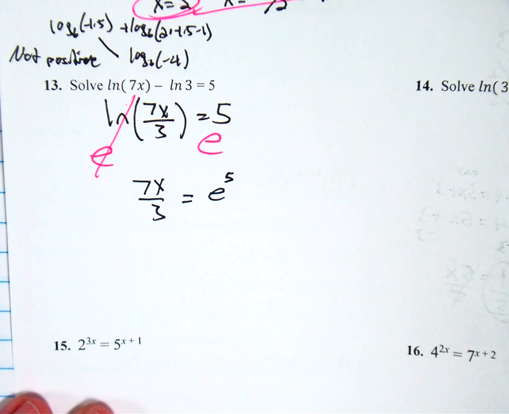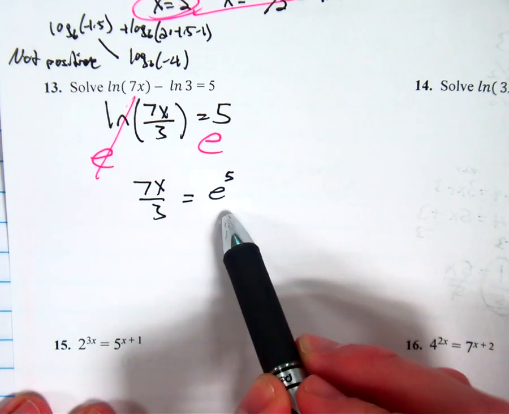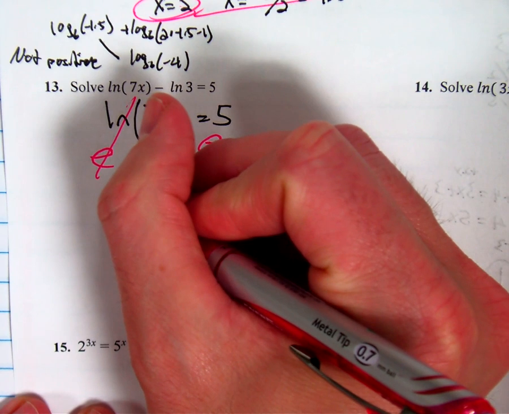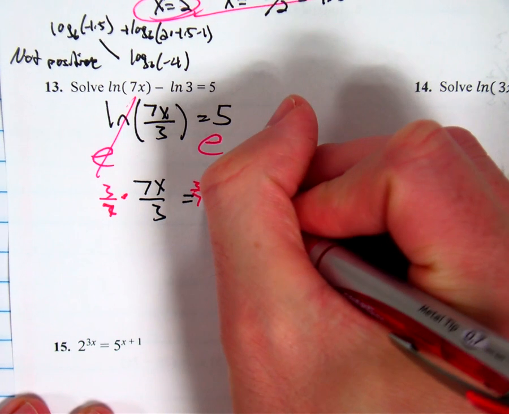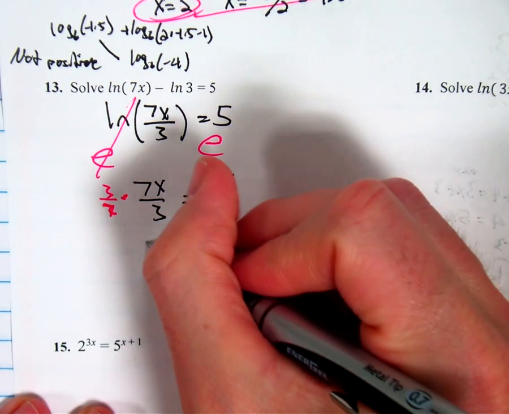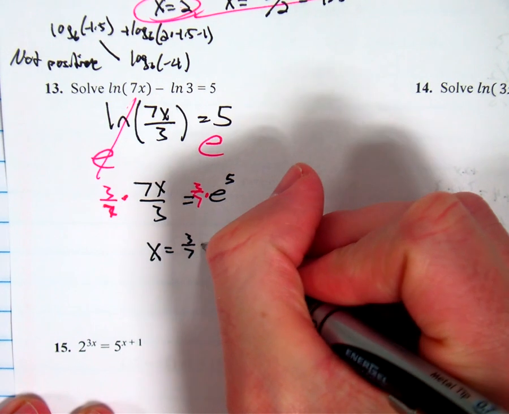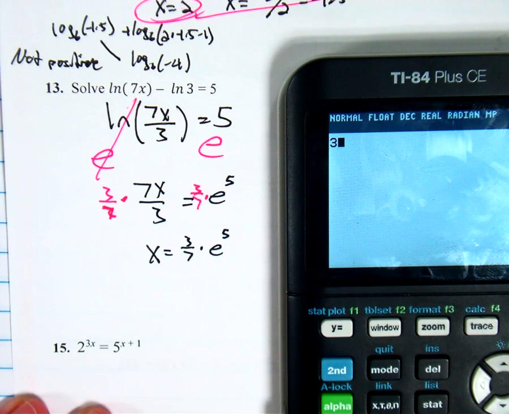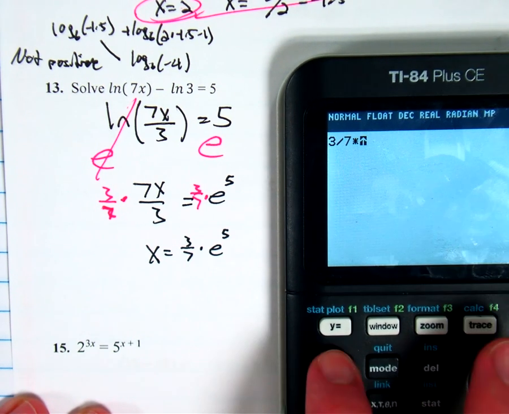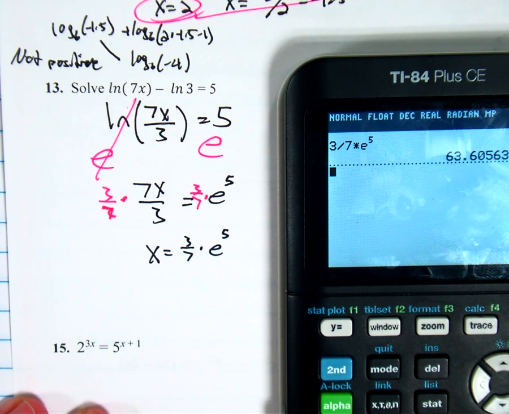Okay, now you could do two steps here. You could times by 3, divide by 7. Or you could do it all at once, times by 3/7. Alright, 3 divided by 7 times e to the 5th power. 63.605, that's 3 decimals. The 4th digit's a 6, which bumps the 3rd digit up. So 63.606.